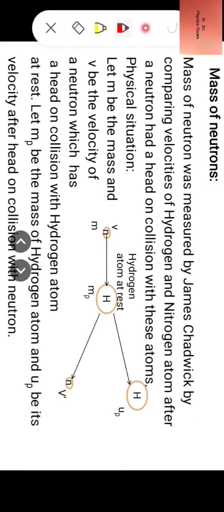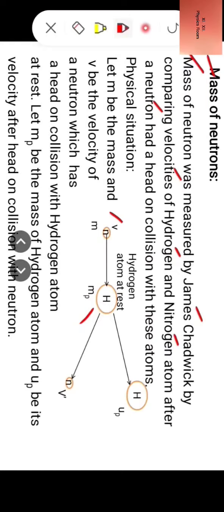Now, mass of neutron. If neutrons are present in the nucleus, then the question arises: what is the mass of neutron? And then the mass of neutron was measured. How was the mass of neutron measured? Let us see. The mass of neutron was measured by James Chadwick by comparing velocities of hydrogen and nitrogen atoms after a neutron had a head-on collision with these atoms.